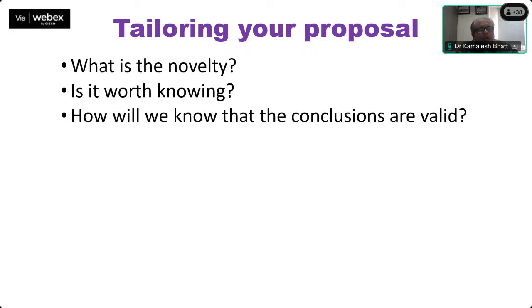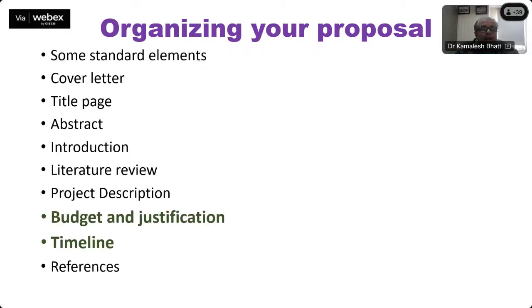Now, one curiosity is always in your mind: what will the reviewer check, and what are the deciding factors for the funding agency to approve or not? They will look into the novelty of the project, whether it is worth knowing, and whether the conclusions you come to are valid. These are the things you should keep in mind as you organize your proposal. I will not go into detail, but two things, if you see the highlighted portion: the budget and justification, and the timeline.